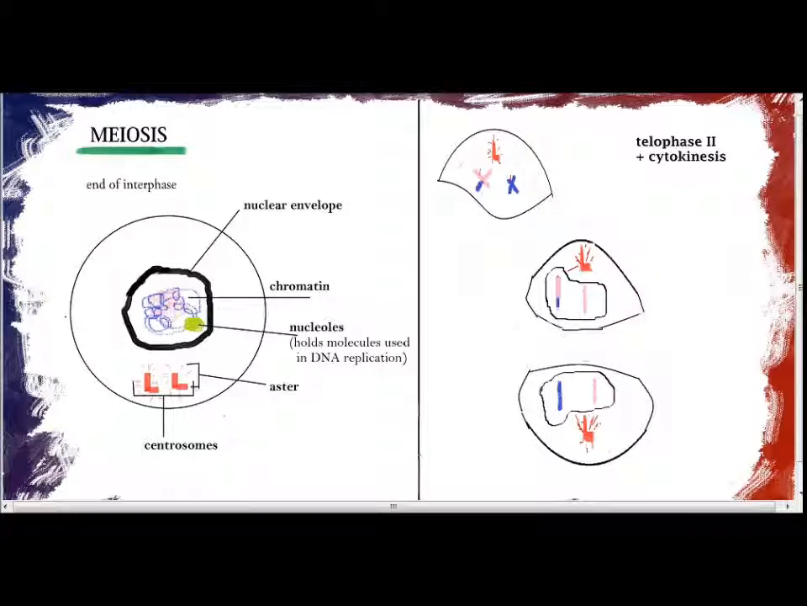The entire point of meiosis is to get from a diploid cell to a haploid cell, and that's what we have here, 2 haploid cells. And in the entirety of meiosis, since I only did 1 cell, you'd actually get 4 haploid cells.